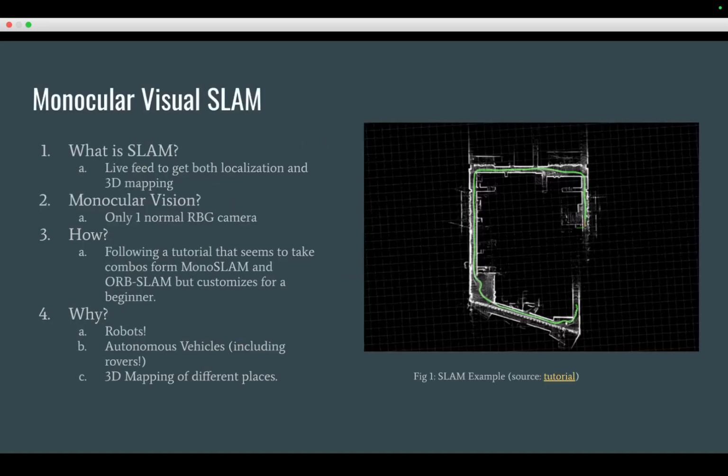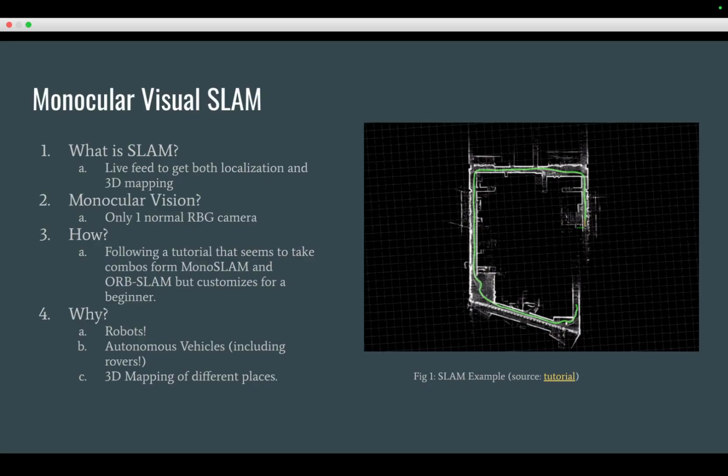So let's go into a little bit more about what this means. First off, SLAM is simultaneous localization and mapping, which means that it's going to get a live feed that gets both the location where the camera is in the world and the 3D map of the world updating simultaneously. You can see a version of it over on the right. That is an image pulled from the tutorial I'm following, where you can see that the point cloud is creating that 3D mapping of the world, and that green trajectory line is the camera's location within it.